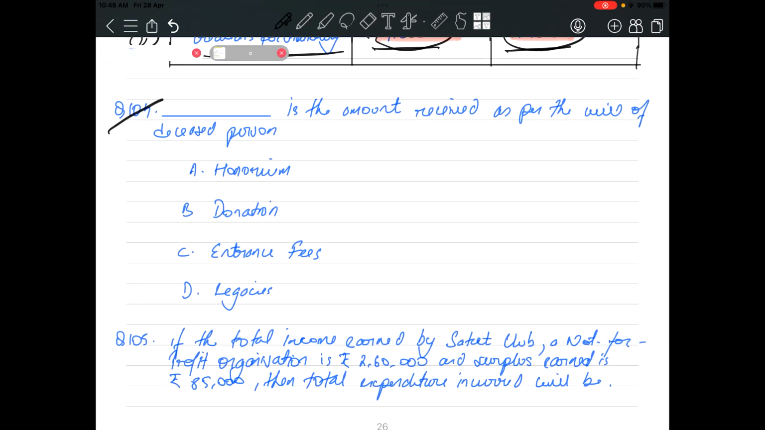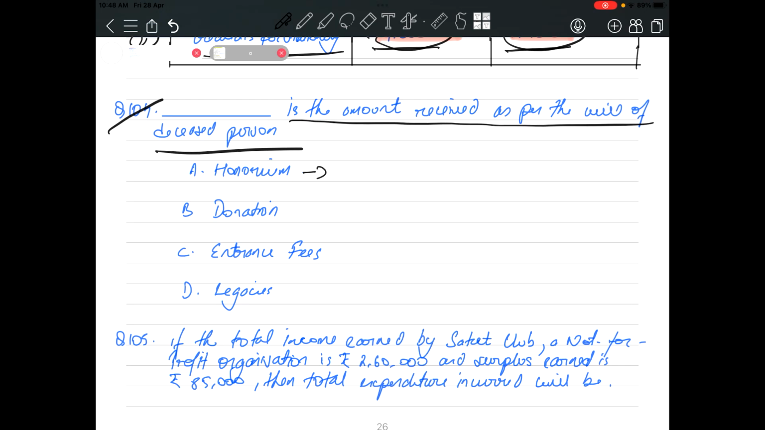What is question number 104 saying? Dash is the amount received as per the will of a deceased partner. What will be the amount received as per the will of a deceased partner? What will it be called? Now let's see the options: honorarium, donation, entrance fee, and legacies.